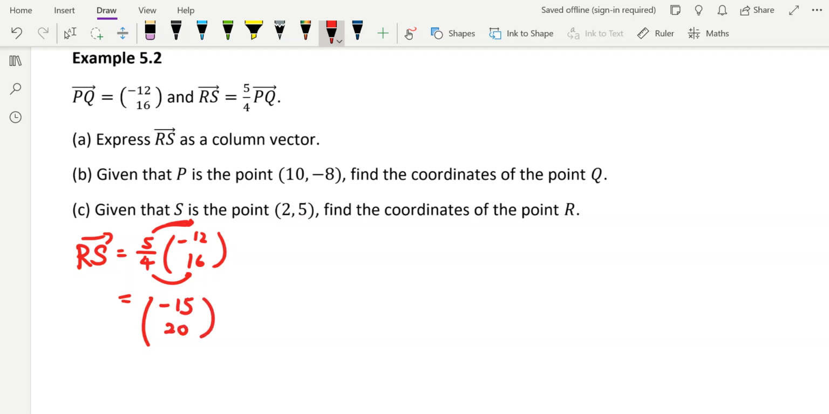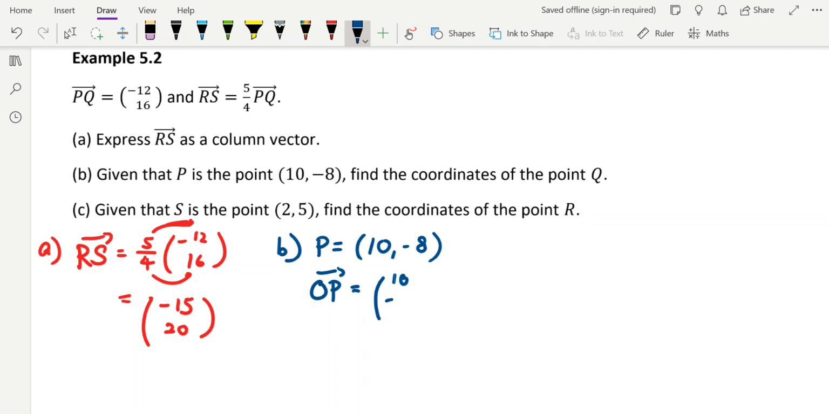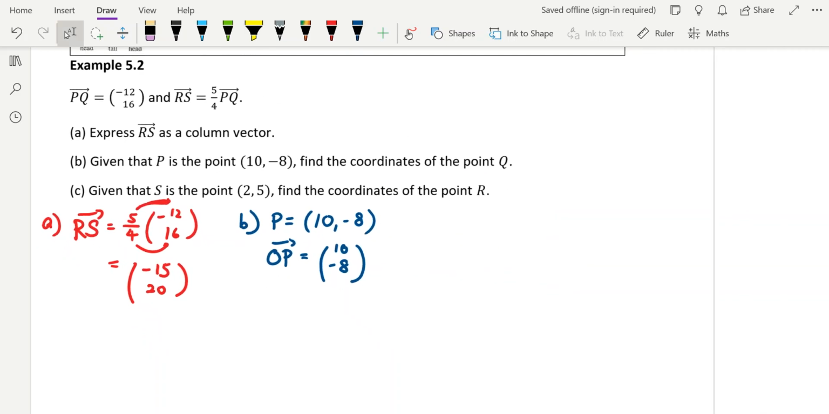Okay, now part B is more tricky because they say that P is a point, so it's a coordinate (10, -8). Remember the first thing I said today: when you get a coordinate, you want to convert it into a vector. It must start at O. Okay, (10, -8). Then I want to find the coordinate of Q. Coordinate of Q means I'm looking for OQ. So OQ is my resultant vector that I want to find. It must start with O to somebody, plus some place, plus Q.